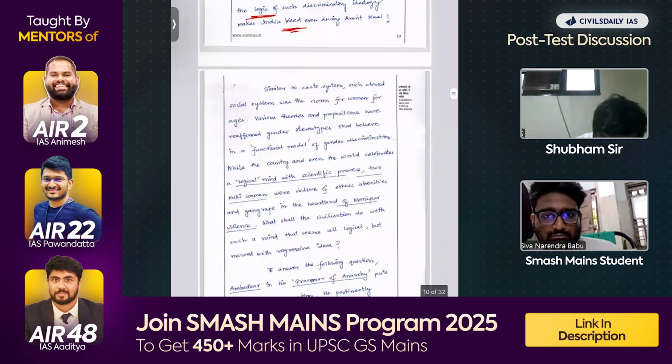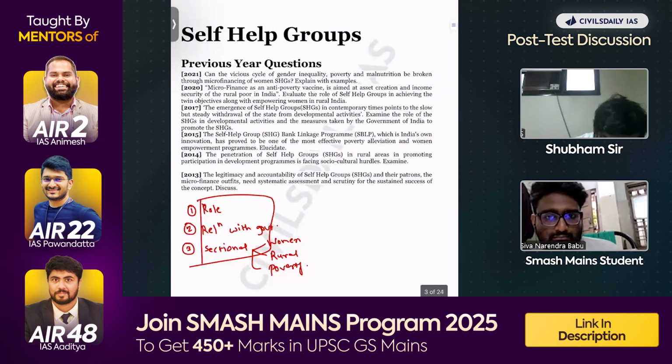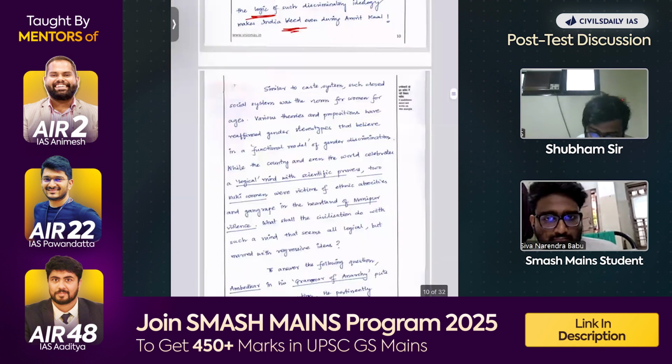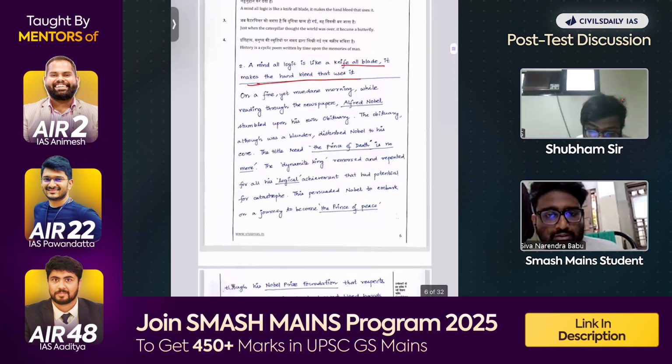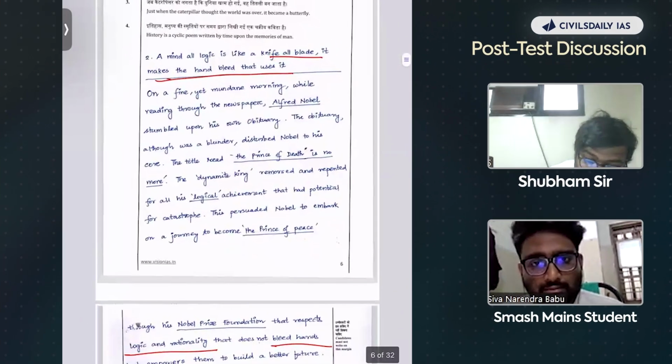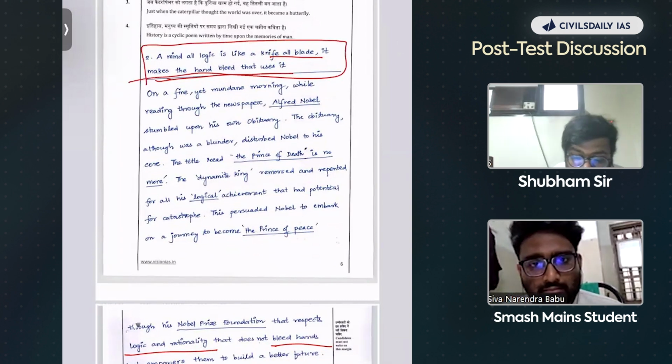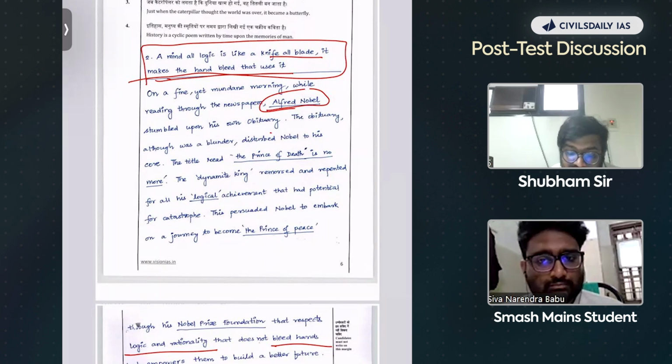So this is the essay of Animesh Pradhan. The theme of the essay is mind. "All logic is like a knife or blade. It makes the hand bleed that uses it." In the introduction, Alfred Nobel stumbled upon his own obituary. The obituary, although a blunder, disturbed Nobel to his core. The title read, "The Prince of Death is no more."